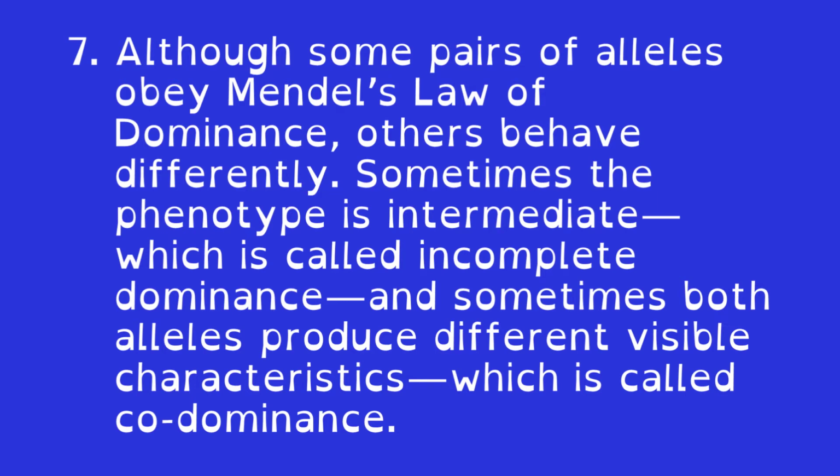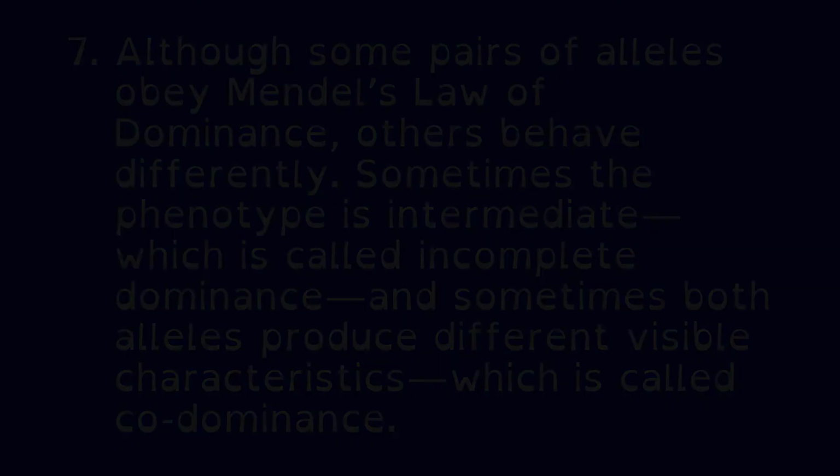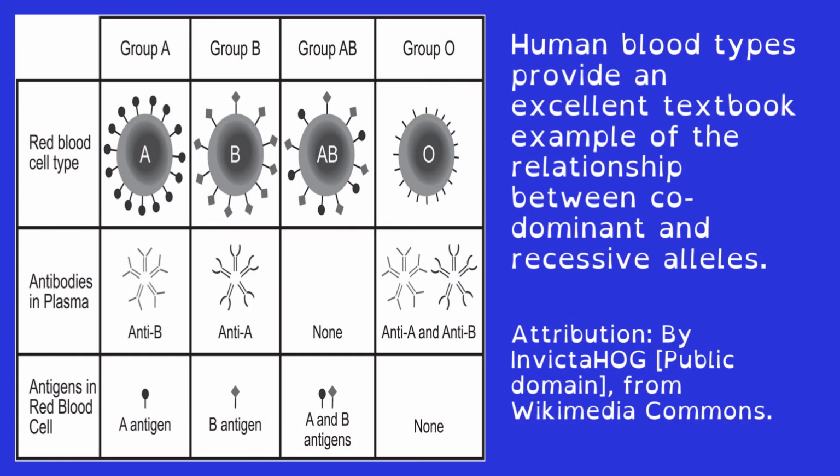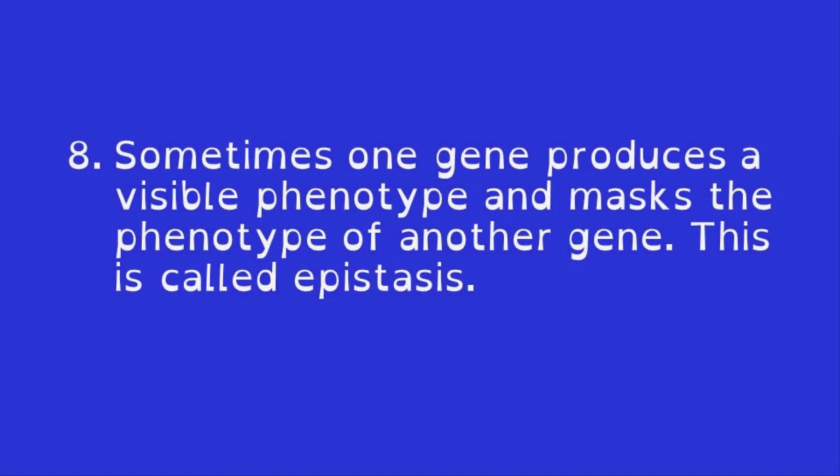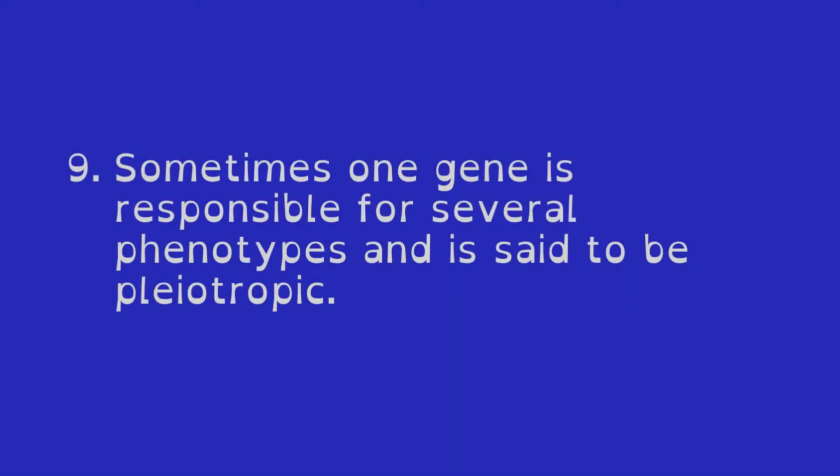Sometimes the phenotype is intermediate, which is called incomplete dominance, and sometimes both alleles produce different visible characteristics, which is called codominance. Human blood types provide an excellent textbook example of the relationship between codominant and recessive alleles. 8. Sometimes one gene produces a visible phenotype and masks the phenotype of another gene. This is called epistasis.